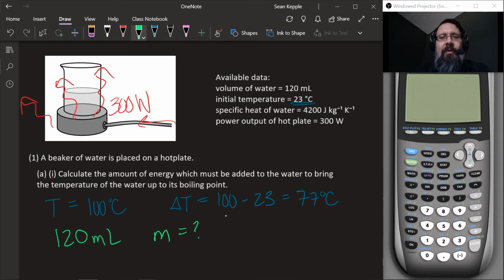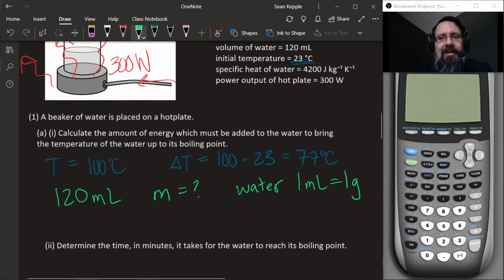This is an important thing to know, that for water, this is how we define it. For water, 1 milliliter is 1 gram. So we could rewrite that and say that 1 liter is 1 kilogram. So a liter of water has a kilogram of mass.